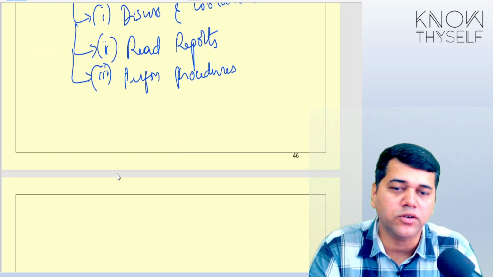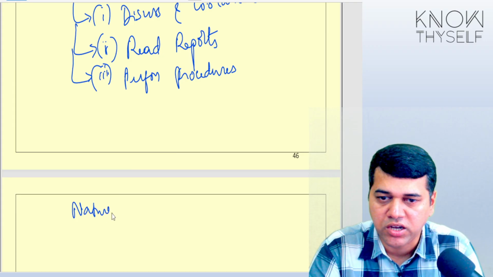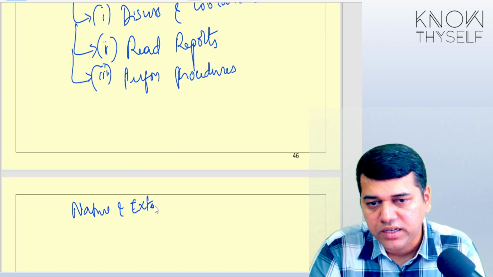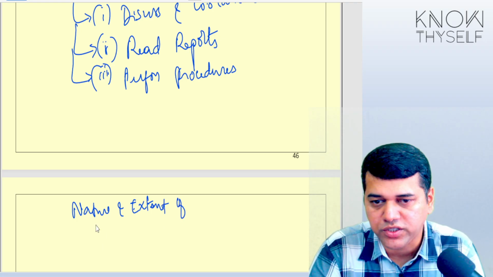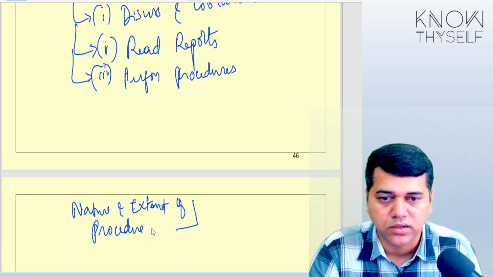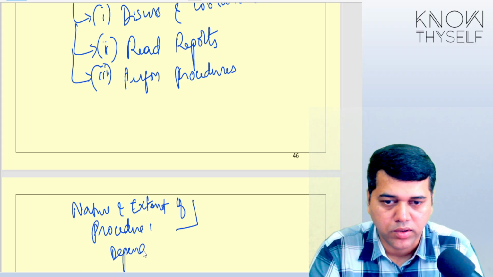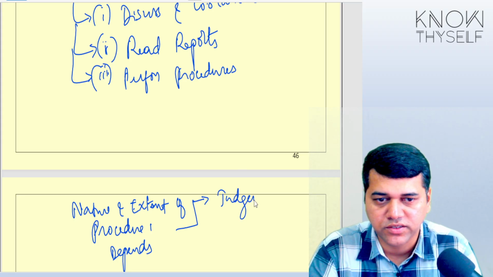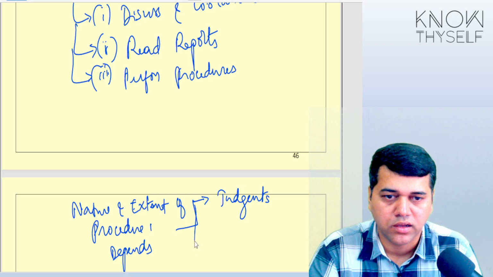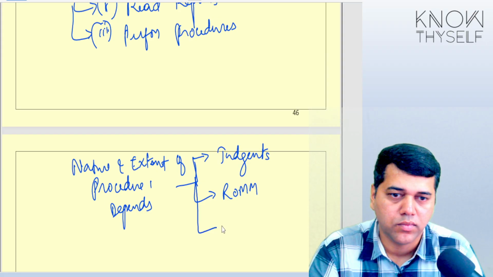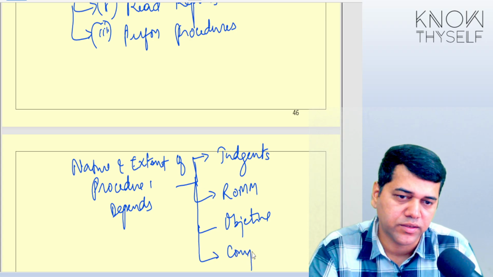So the next is, what is your nature and extent? Like to what extent you will read, you will perform the procedures. Nature and extent of procedure depends upon, so to what extent you will do, that depends upon judgments, ROMM, how much they are objective, and how much they are competent.